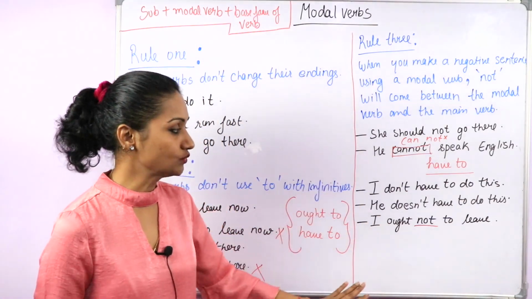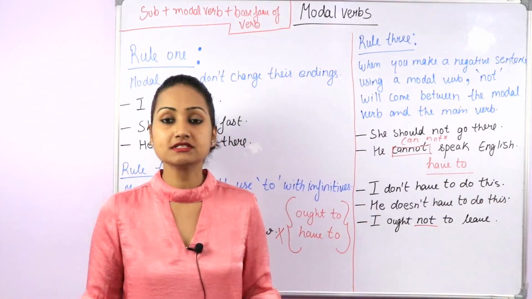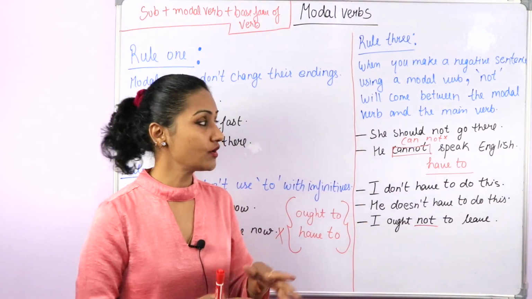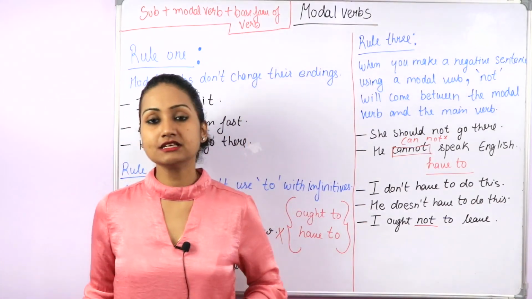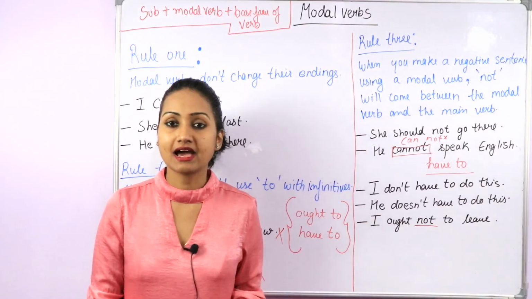So these are the basic rules. I've told you how you have to frame a sentence using a modal verb, how you can make a negative sentence. So these are some basic rules. Now let's see where we can use can and could.